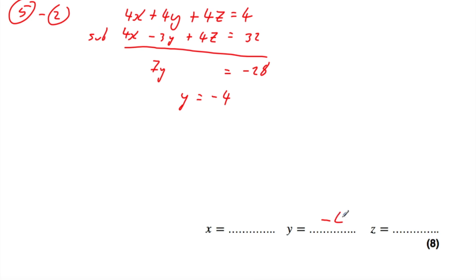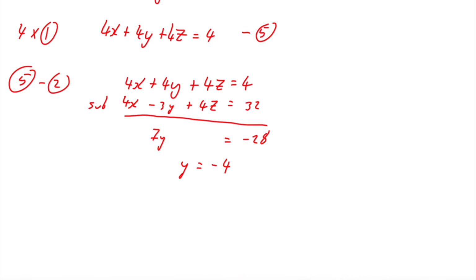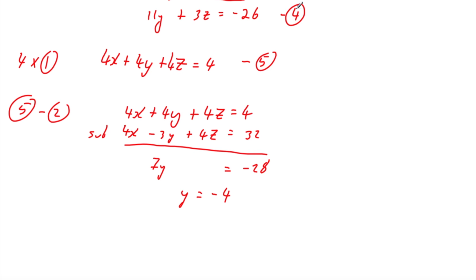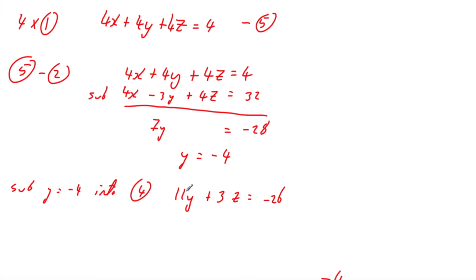I'm just going to write it in here, and we will check it later, that y is equal to negative 4. Now we can actually substitute that into equation 4. So I'm going to sub y equals negative 4 into equation 4, the one we found earlier with just the y's and the z's. So we've got 11y plus 3z equals negative 26, and we're going to substitute in negative 4 here.